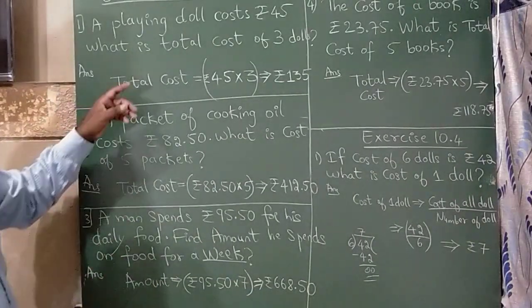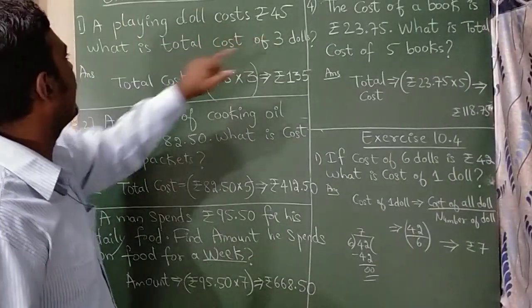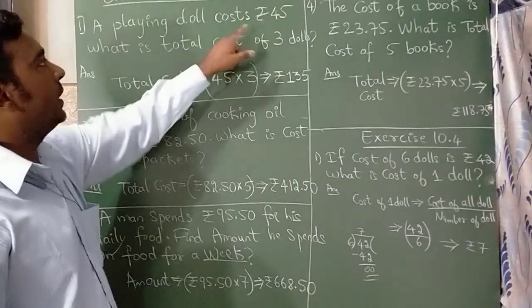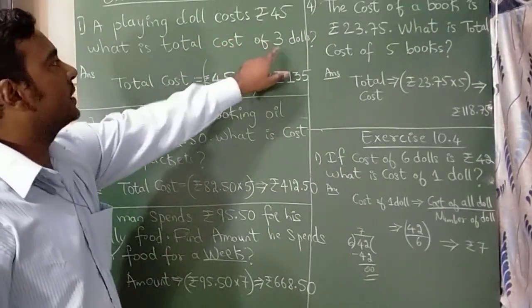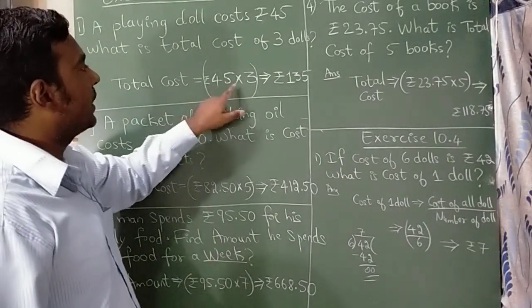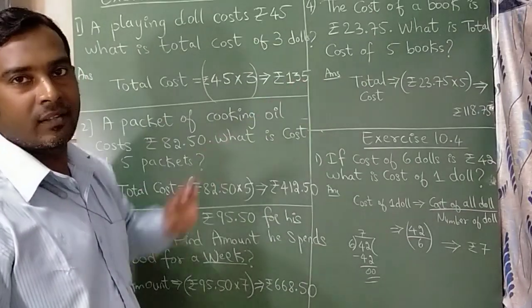Now exercise 10.3. The first question is, a playing doll costs rupees 45. What is the total cost of 3 dolls? So one doll costs 45. How much is for 3? So the total cost is, you need to multiply here. Rupees 45 into 3. If you multiply, you will get rupees 135.